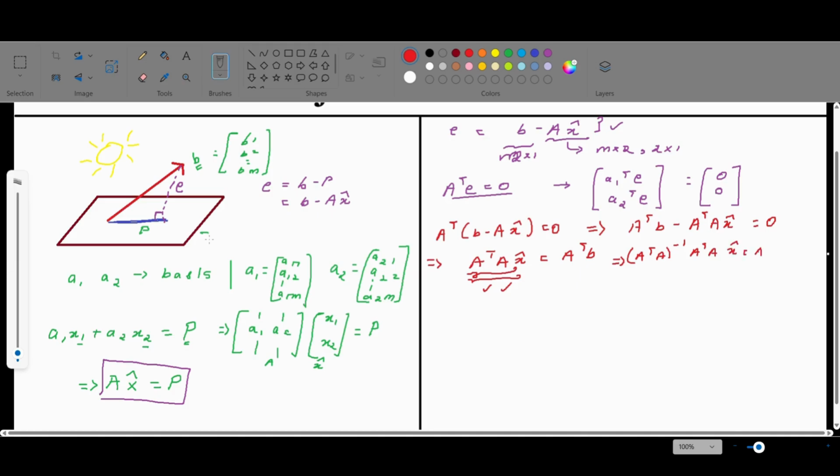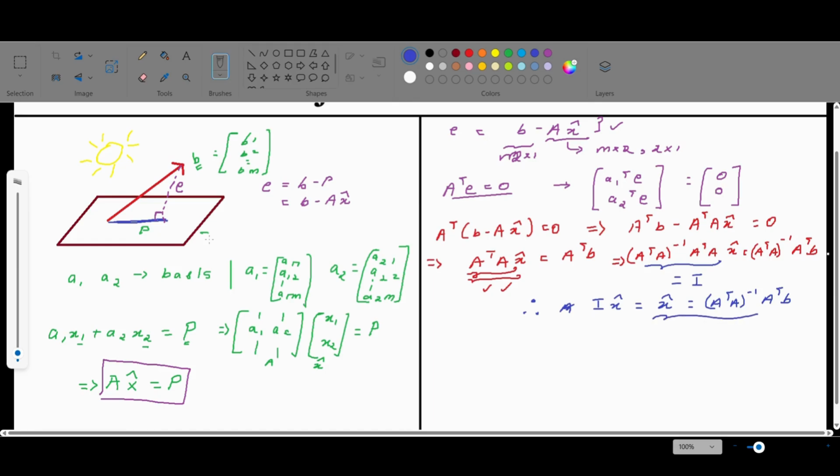Now, if you notice over here in the left hand side, you can change these values to I. So I x cap, which is equal to X cap, is equal to A transpose A, the whole inverse, A transpose B. And there we have found X cap. X cap itself is a 2 cross 1 matrix. And on the right hand side too, you'll get a 2 cross 1 matrix. Okay. And therefore, P is equal to AX cap, right?